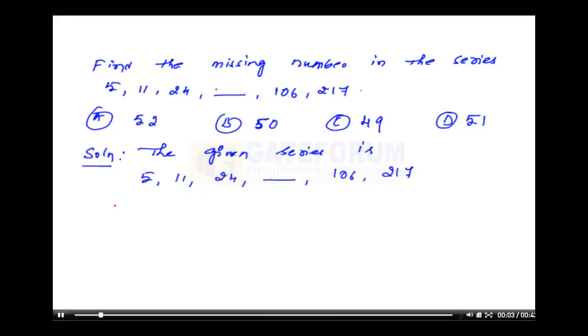Find the missing number of the given series. The series given is 5, 11, 24, then we have to find the missing number, 106 and 217. Let us look into the relation between 5 and 11.